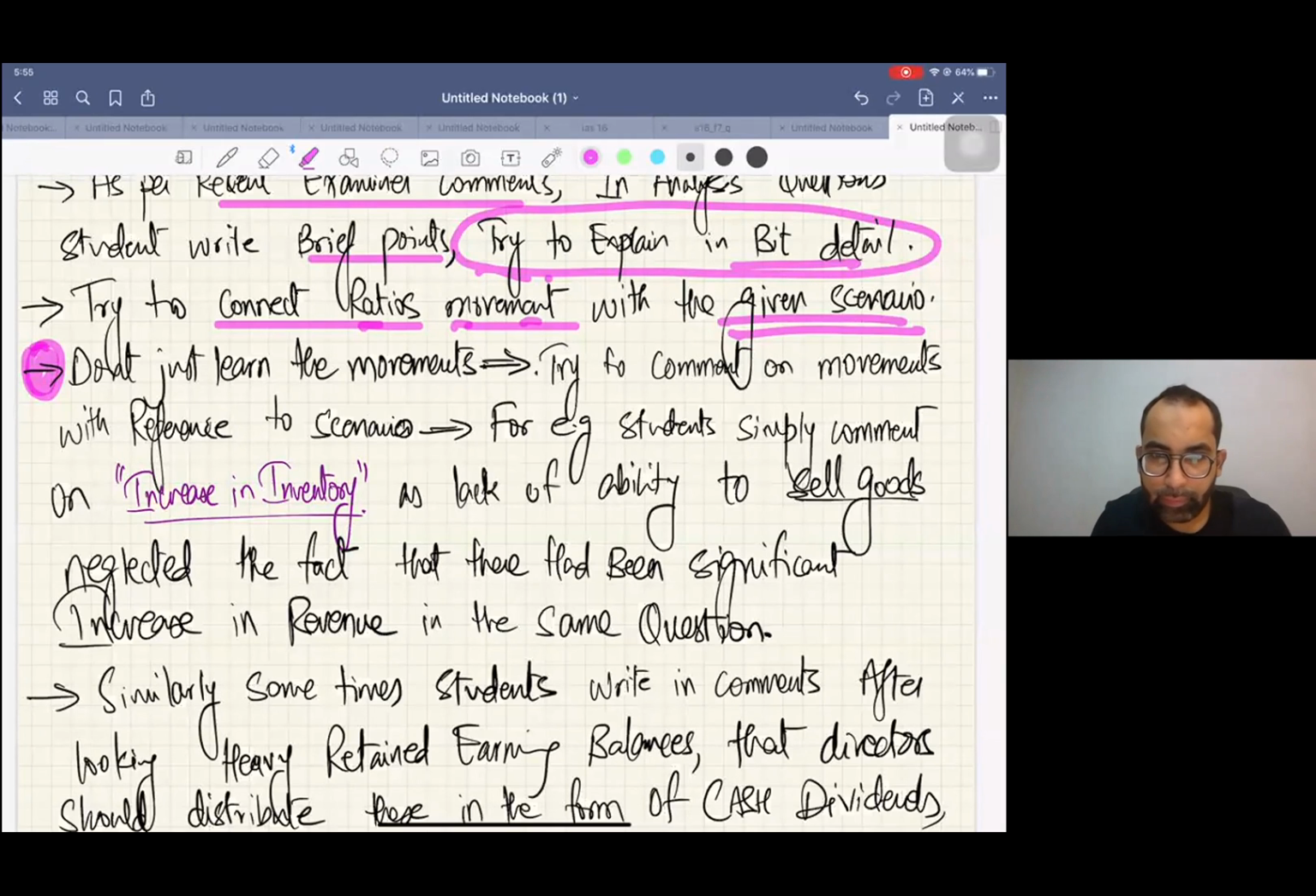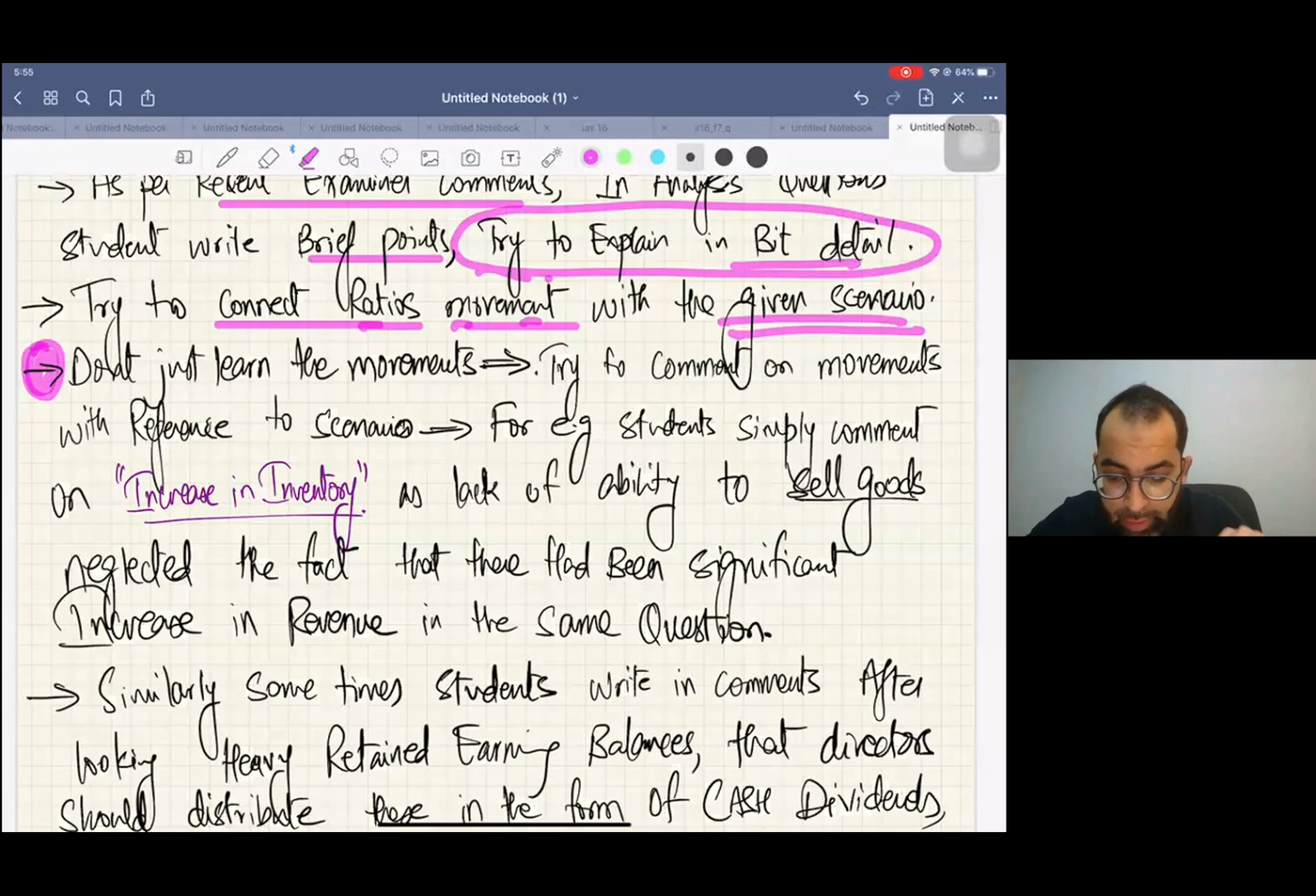Listen, try to connect these. Don't just learn the movements. There are students who just learn a few movements and they try to fix those learnings in each and every question, which is not appropriate at all.